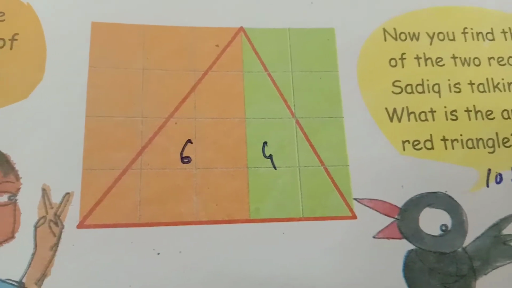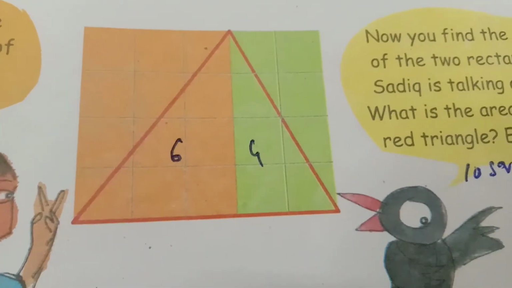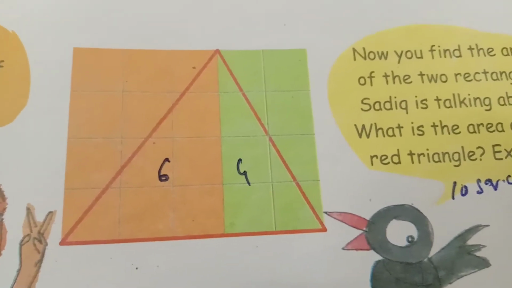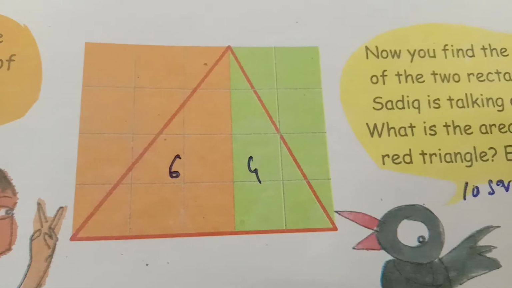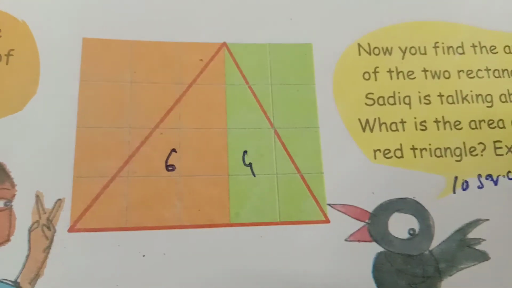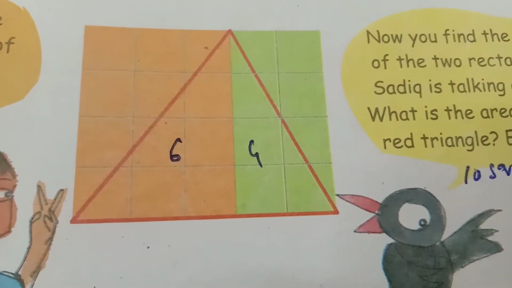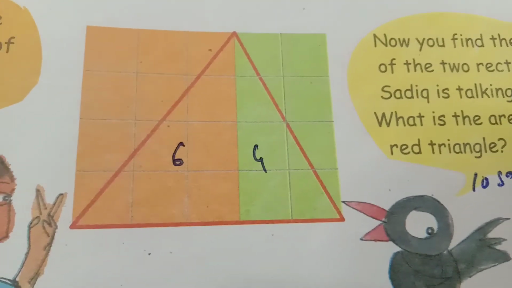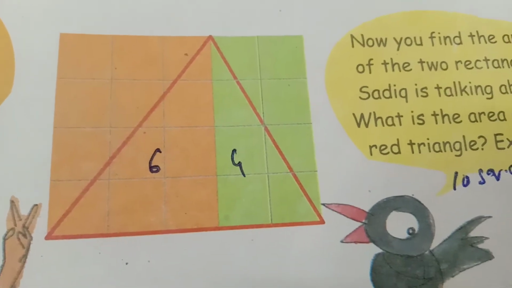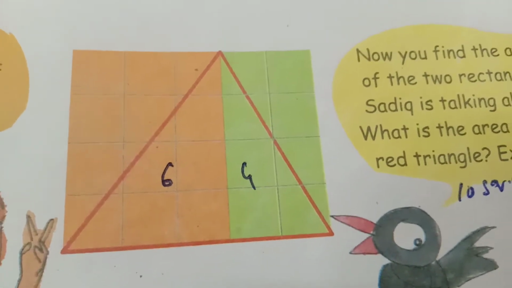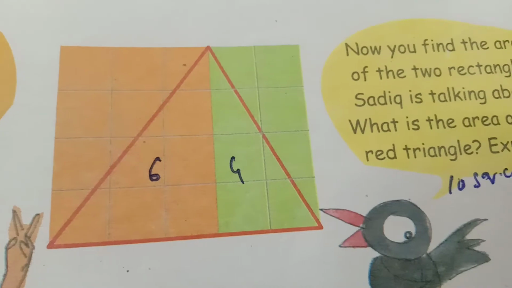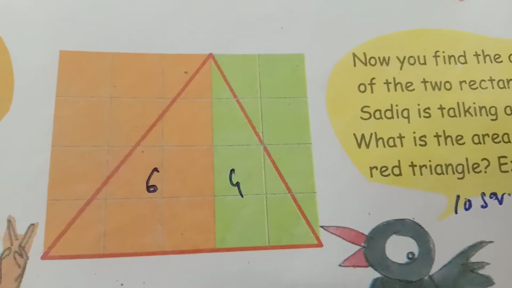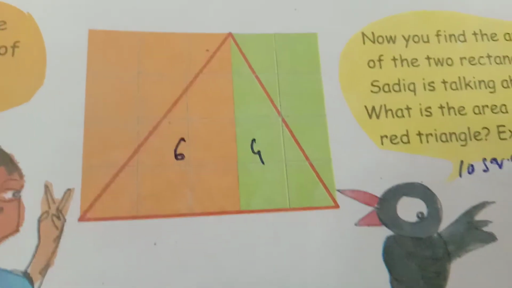Observe the figure. In this big rectangle, one triangle is marked with red color. This triangle contains two more triangles, one in orange color, the other in green color. Now what is the area of this rectangle, children? Yes, it is 20 square centimeters. How do you know? There are 20 squares. Therefore, the area of the rectangle is 20 square centimeters.